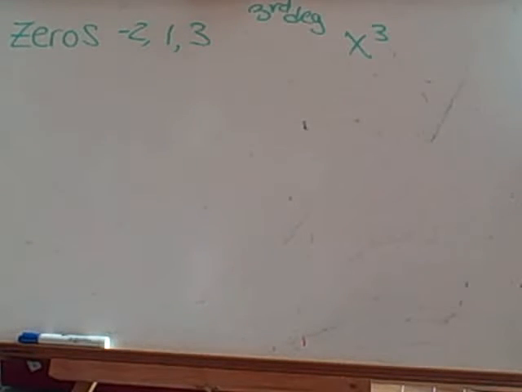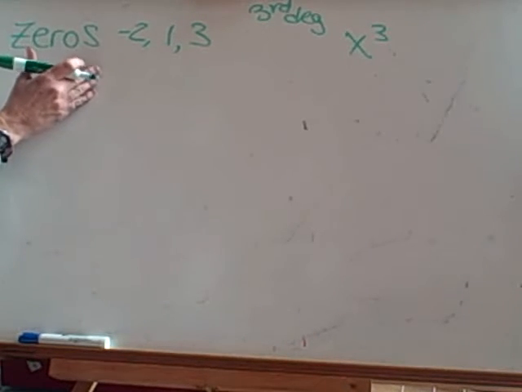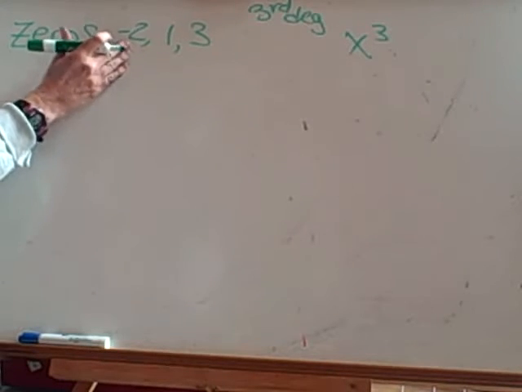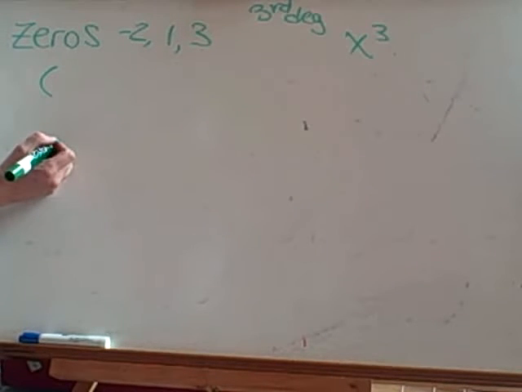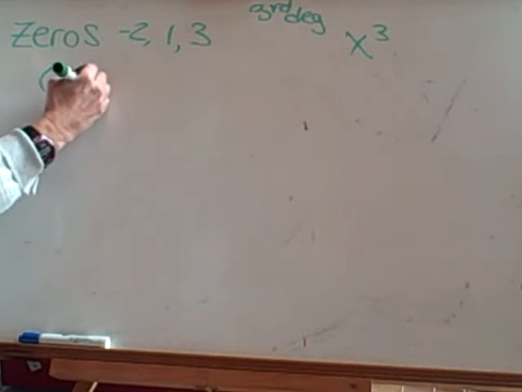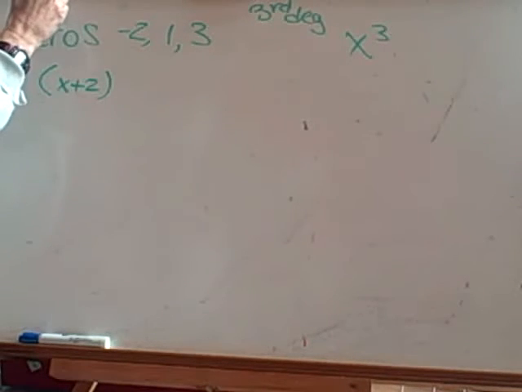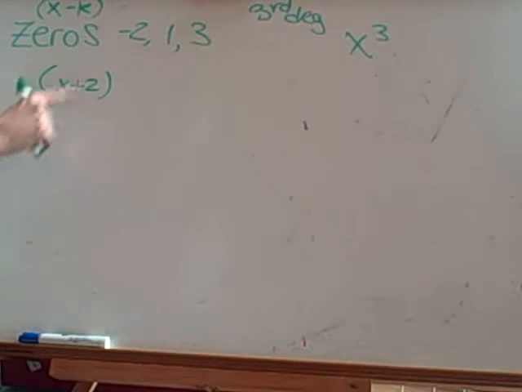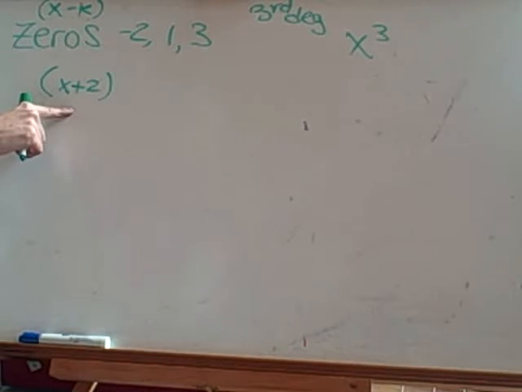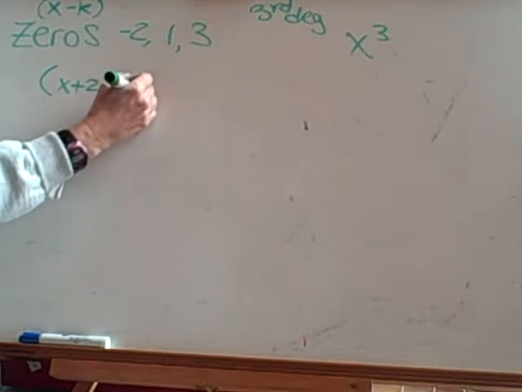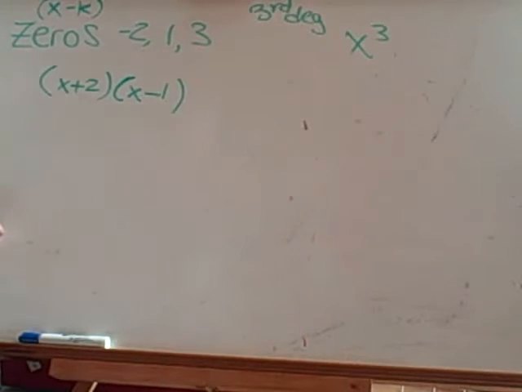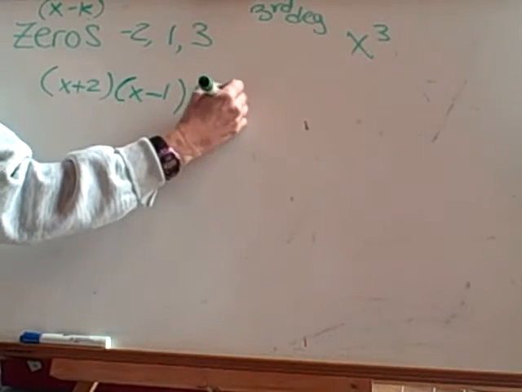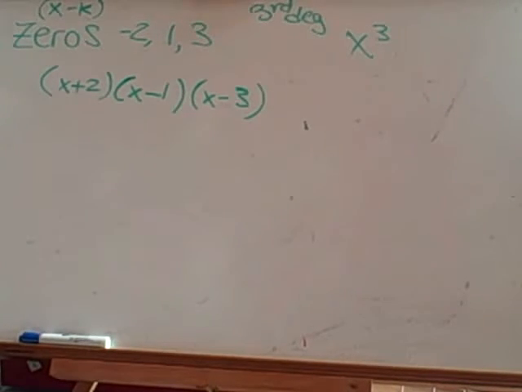Okay, well, now let's talk about factors. If I have a zero of -2, what factor would that be? X plus 2. Because remember, it's x minus k, right? X take away a -2 would be x plus 2. That's one of my factors. What's another factor? X minus 1. And another factor? X minus 3. Perfect.